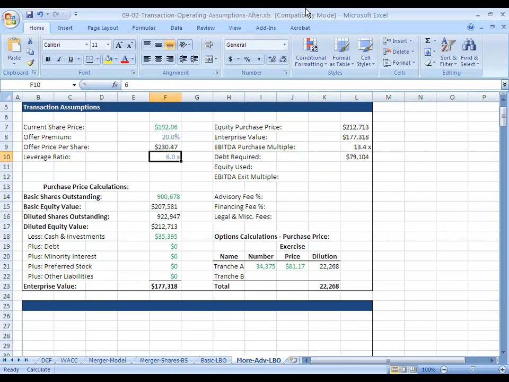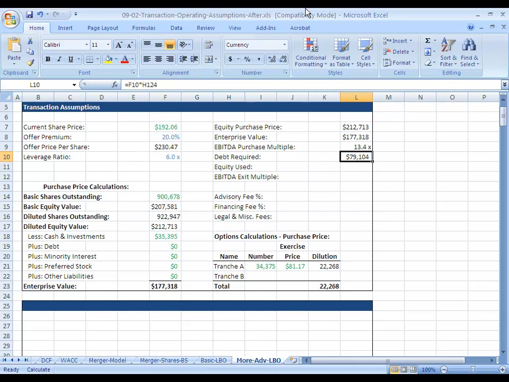6x is still quite high for a leverage ratio on an LBO like this, especially for such a huge deal. And once again, to be honest, this deal could never actually happen in 2009 or 2010. And even if a larger deal like this were to have happened, we would see a much lower leverage ratio. We might see something like 2x or 3x for a very large deal like this.